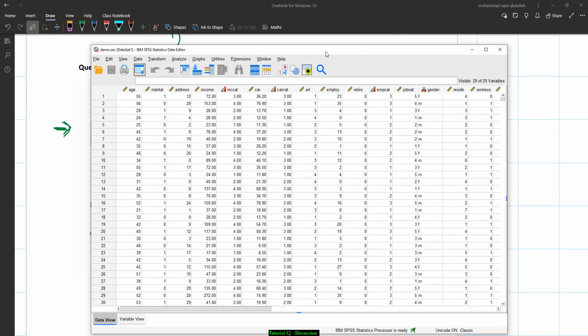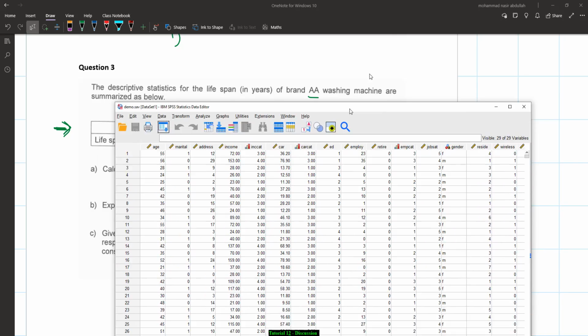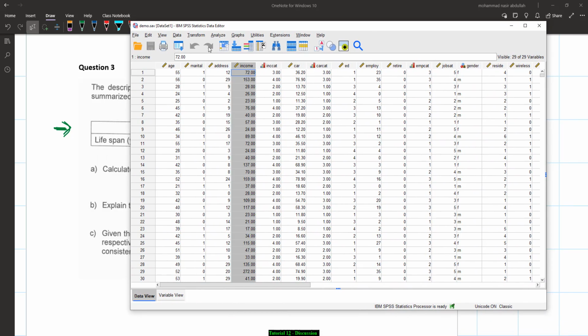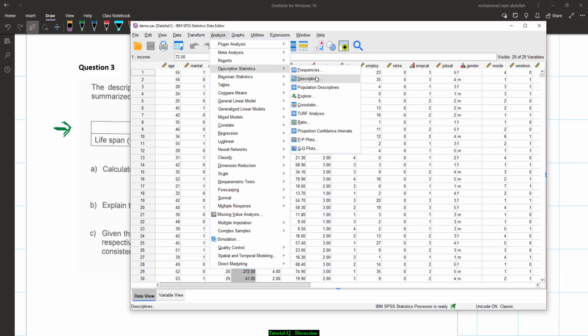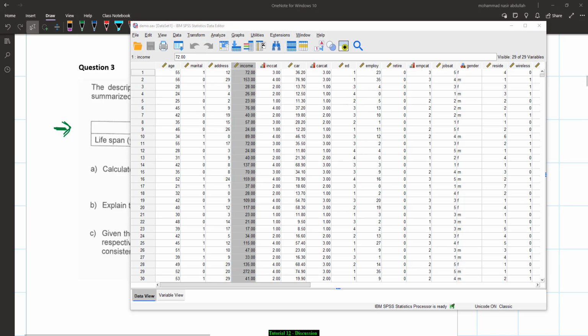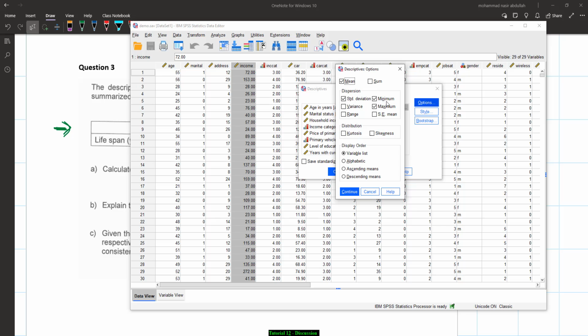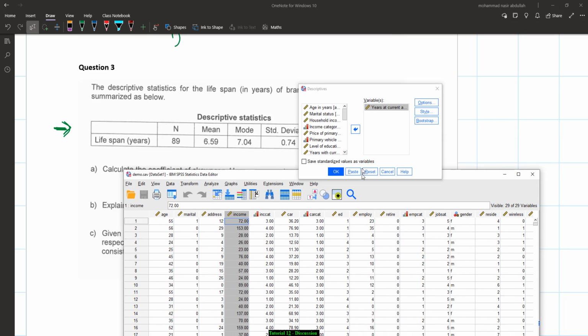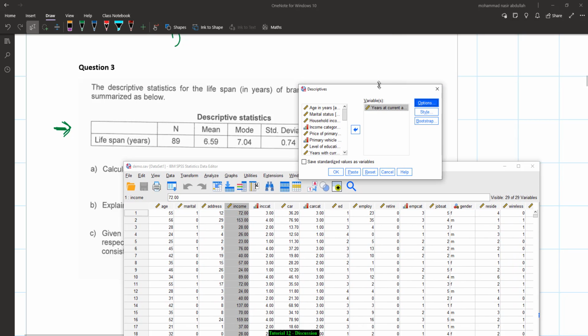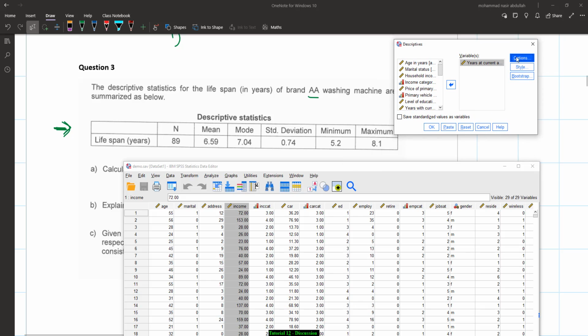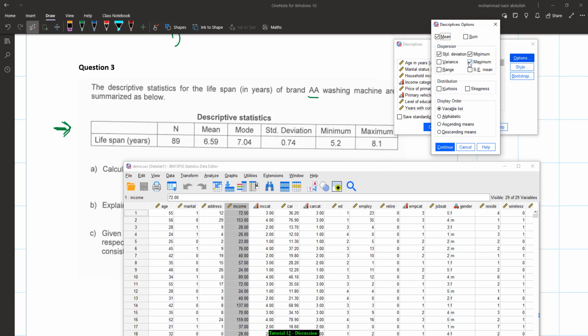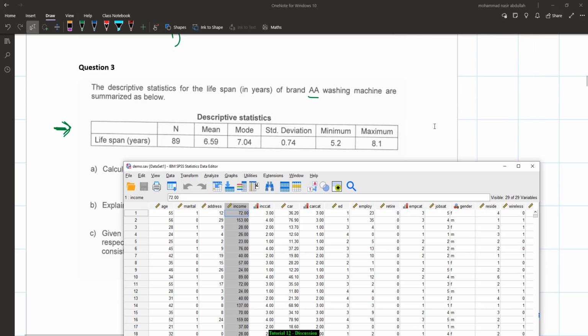So how do we get this? We can go to Analyze, Descriptive Statistics and click on Descriptives. Let's say I input years. In Options, I don't want anything else. What does it give here? Mean, standard deviation, minimum, maximum. So minimum, maximum, mean, standard deviation, and mode should be there, right?